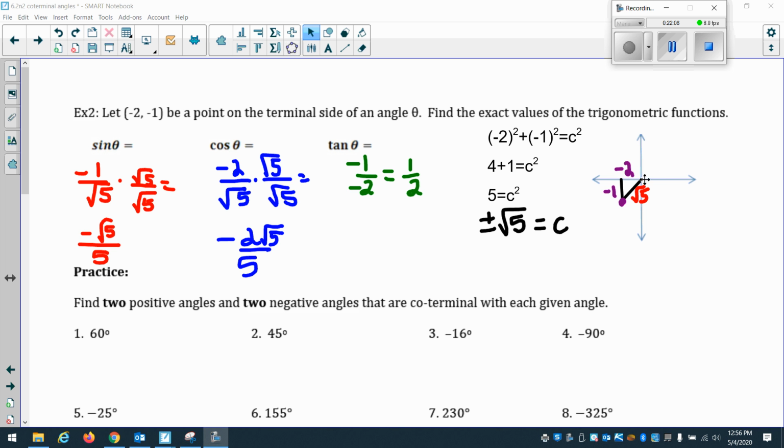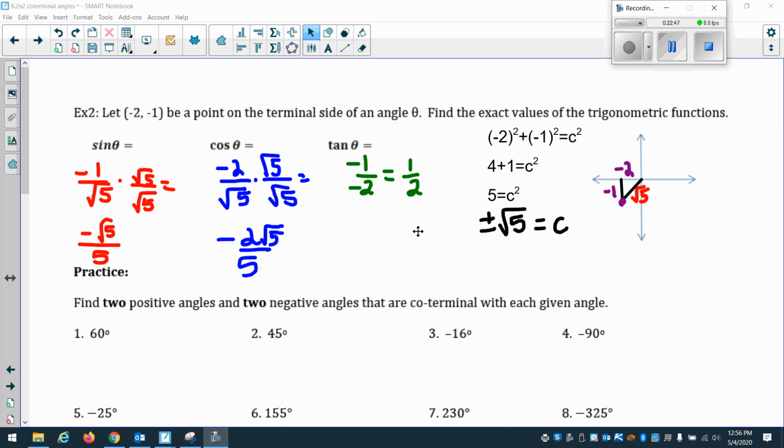So to find sine, it's opposite over hypotenuse. So -1 over √5. You cannot have a radical in the denominator. So you take the square root of 5, top and bottom, and you end up with -√5 over 5 as your sine value. Cosine adjacent over hypotenuse, so you have to do the same thing. Here you end up getting -2 √5 over 5. Tangent is opposite over adjacent, so you have -1 over -2, which ends up equaling positive 1 over 2 because tangent is positive in quadrant 3.